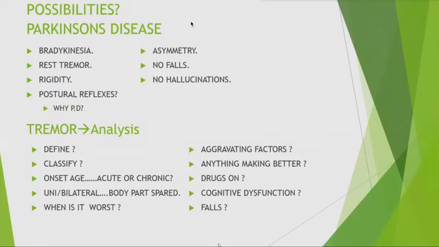Question number 2. What are the causes of bilateral tremor? Hyperthyroidism. Okay, bilateral, right. Cerebellar tremors can be unilateral, can be bilateral. Okay.